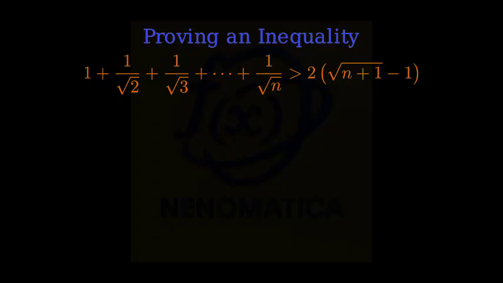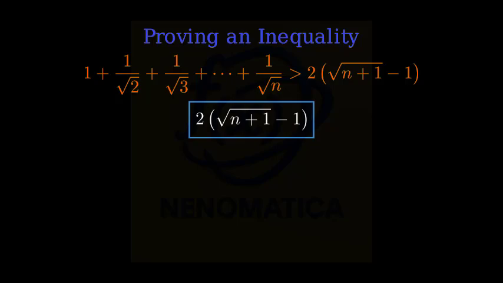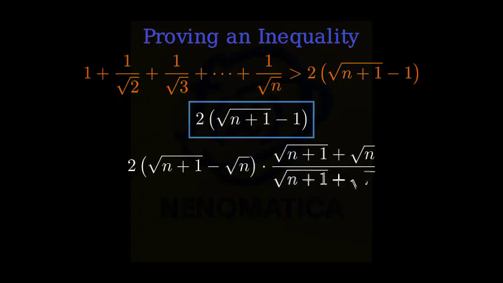Let's start by focusing on the right side of the inequality. We have 2 times the quantity square root of n plus 1 minus 1. We'll manipulate this expression to make it easier to compare with the left side. We can rewrite it as 2 times the quantity square root of n plus 1 minus square root of n, multiplied by square root of n plus 1 plus square root of n, divided by square root of n plus 1 plus square root of n. This manipulation is based on multiplying the numerator and denominator by the conjugate of the expression.